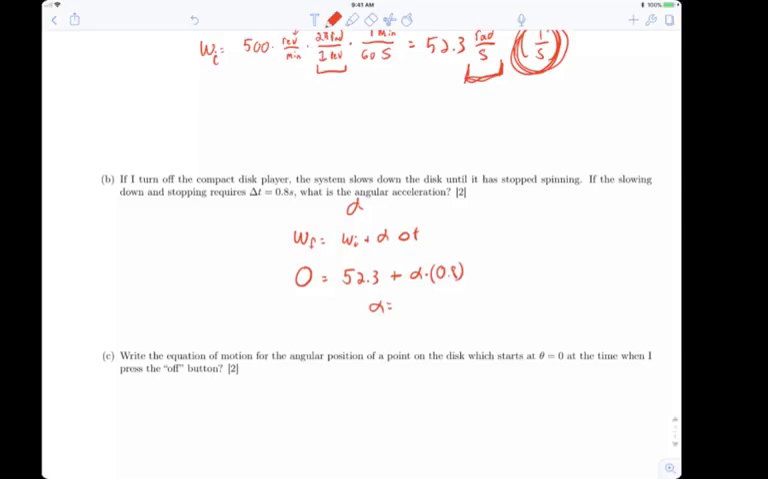52.3 divided by 0.8 is minus 65.4 radians per second squared. Or alternatively, 1 over s squared. Either or.